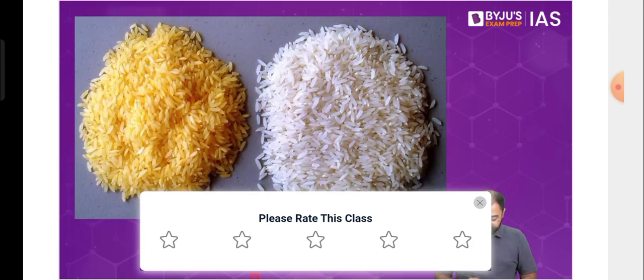One simple example has been the case of golden rice. If you see, this is the normal rice, the white colored rice. And this is the golden rice.